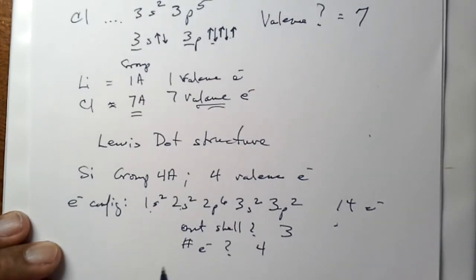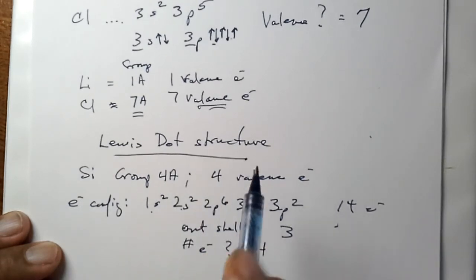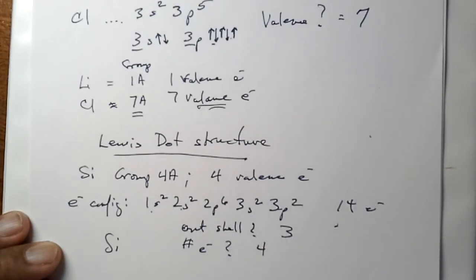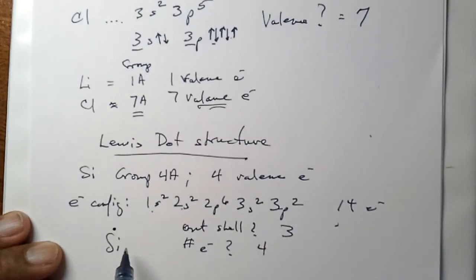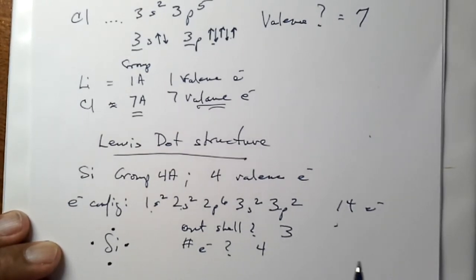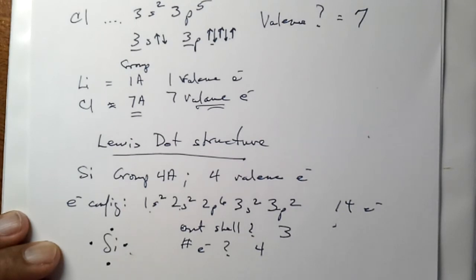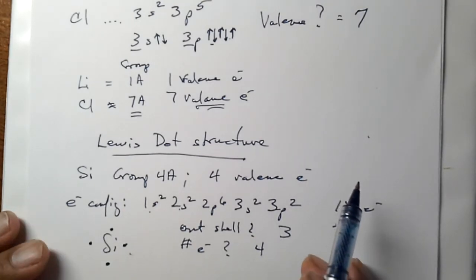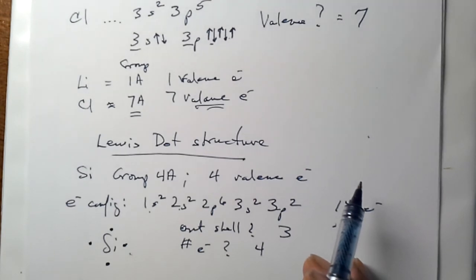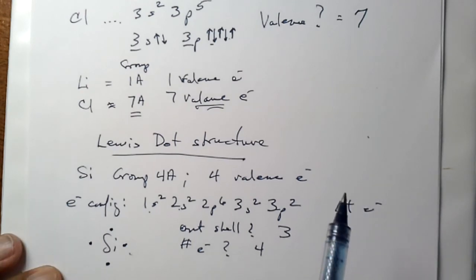Okay, and so if we were to draw the Lewis dot structure for silicon, we would have to put 1, 2, 3, 4 electrons represented as dots around each side of that element. Alright, we'll look at some more of these examples in part 2.